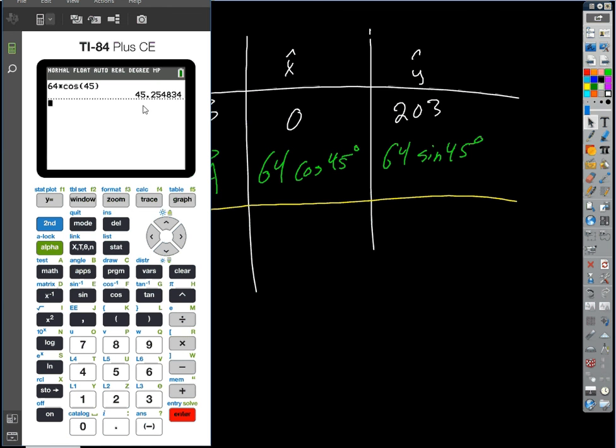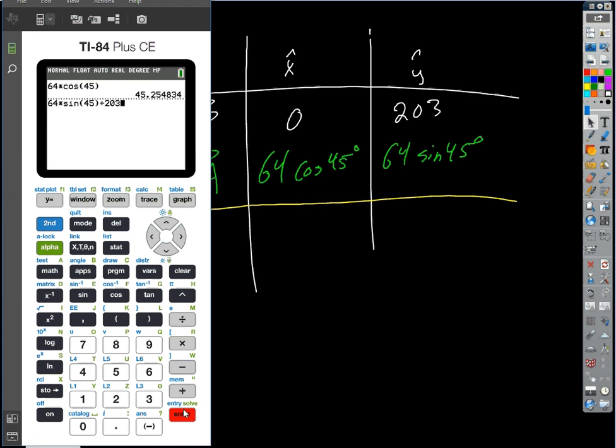Okay? What's the y component? I'll go up and grab the previous result, and I'll recycle it, and then add to it how much? 203. So there's the y component, right? Unrounded. Okay? So now what?